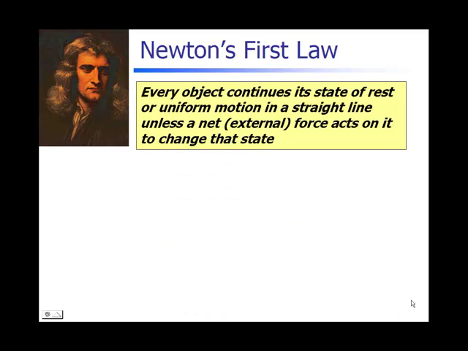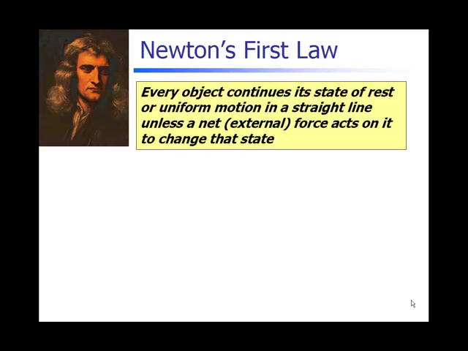So from Newton's first law, we know that every object will continue its state of rest or uniform motion unless you have an external force acting on it to change that particular state. So we know that the object, if it's stationary, will just sit there, or if it's moving in a straight line with uniform velocity, it will not change unless you have a force acting on it.